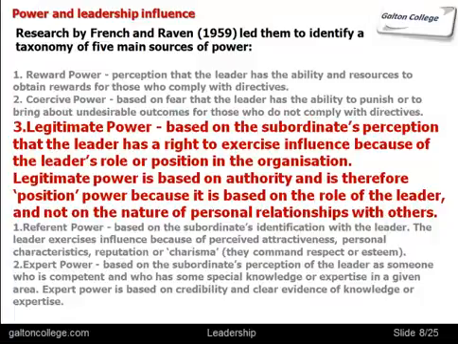The third type is legitimate power. It's based on the subordinate's perception that the leader has a right to exercise influence because of the leader's role or position in the organization. Legitimate power is based on authority and is therefore position power, because it is based on the role of the leader and not on the nature of personal relationships with others. So legitimate power is based on the role. It's based on the position in the organization. It's not based on the ability of the person. It's simply based on the fact that they have a position of power within the organization and therefore must be followed, must be obeyed. So that's what's called legitimate power.